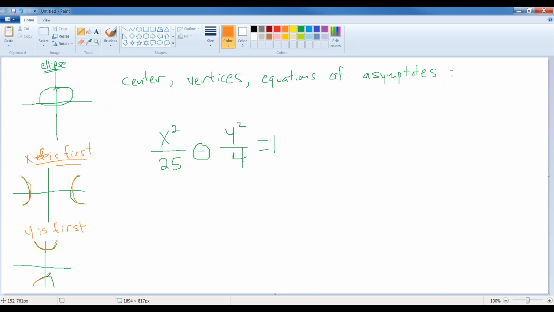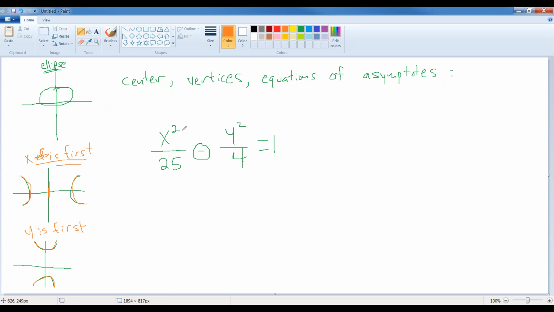I can explain why. The short reason why is that in a case like this, where x is first, x can never be 0. Think about it. If x is 0, then you can't have 0 minus something be 1. Remember, this is a squared term, so it has to be a positive term. You can't have 0 minus a positive number equaling 1. So x can never be 0. So if x is first, x can never be 0. So therefore, it can't cross the y-axis. Remember, x is 0 over here. And if y is first, then for the same reason, y can never equal 0. So in this case, the hyperbola is going to look something like this in this example.